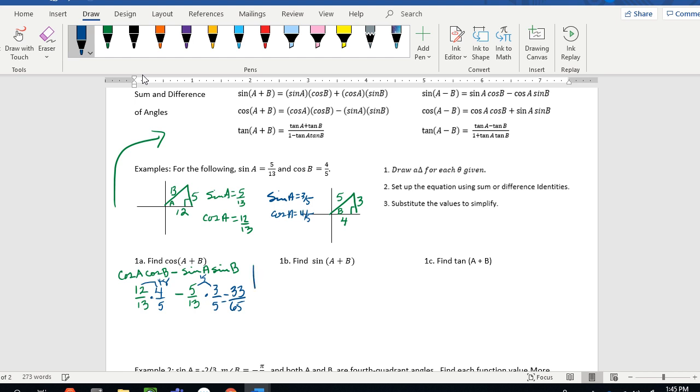Then you're going to find number 2, sine of A plus B. Okay, so in this one, I have to do sine of A cosine of B plus cosine of A, excuse me, sine B. I really do know these, I promise I do. All right, so sine of A gives me 5 over 13. Cosine of B gives me 4 over 5 plus cosine of A, 12 over 13. Sine of B, 3 over 5.